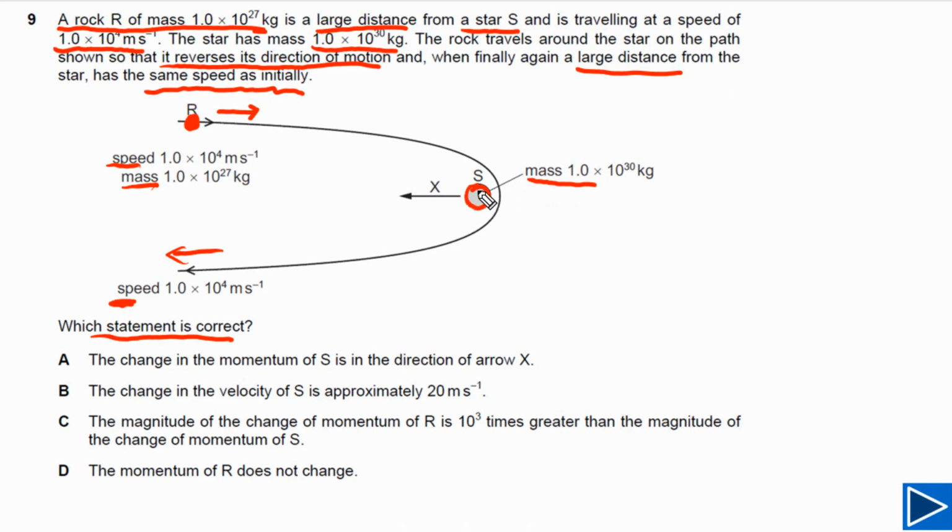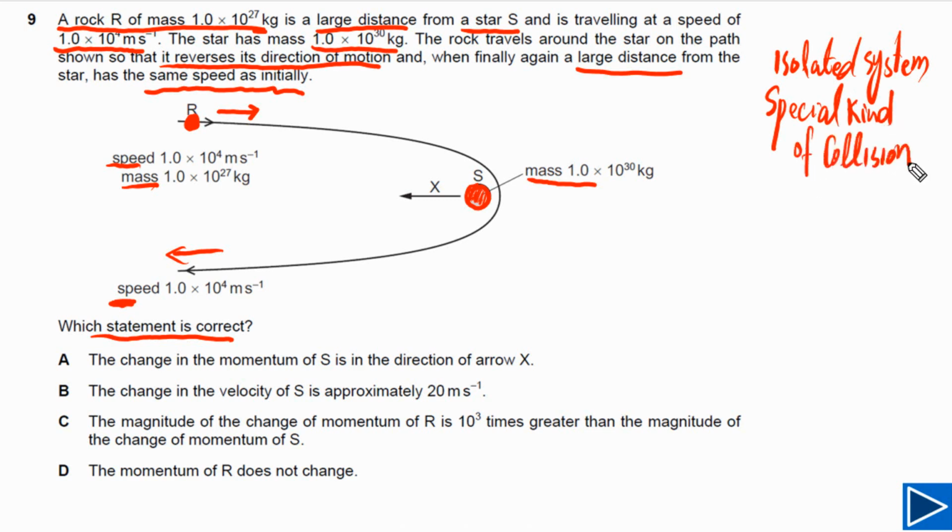Now, if we study this system carefully, one thing we can conclude is that this is an isolated system, as there is no other object in its surroundings. So we can treat this system as an isolated system. The second thing we need to understand is that in this system these two bodies are interacting with each other. So this is a special kind of collision, in which two bodies are interacting with each other.